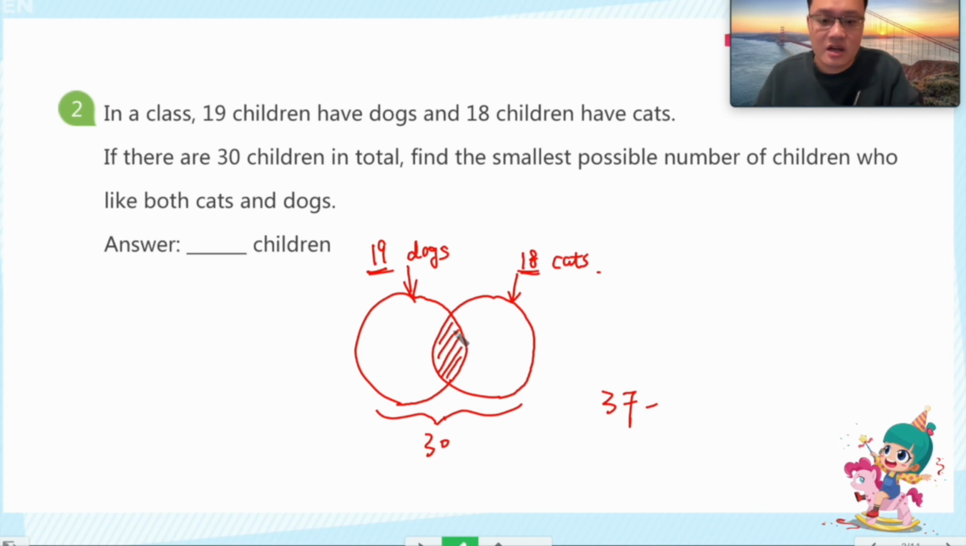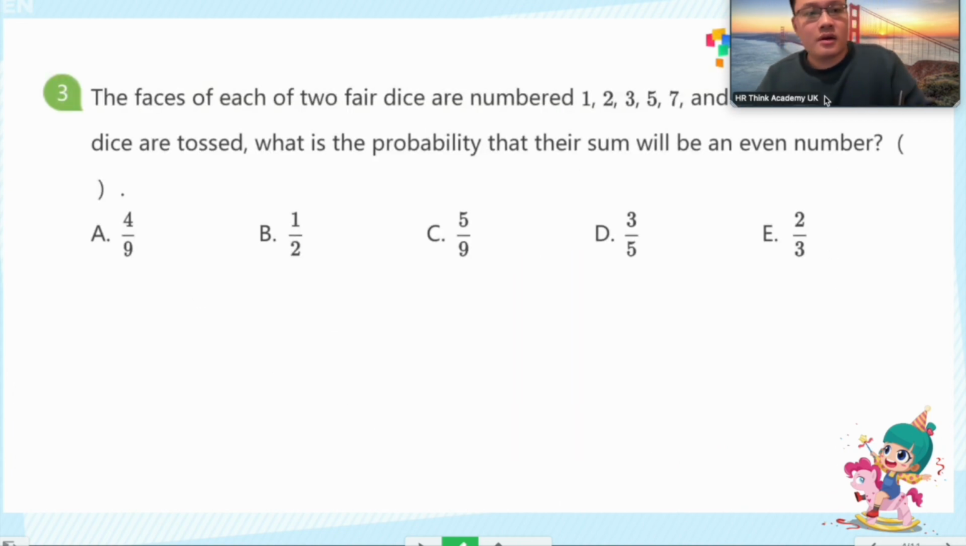Take away, because you are going to count this overlap part 2 times. Then you have to take away the 30. You get the overlap part, which is 7. So the answer is 7 children to this question. And let's see this one.